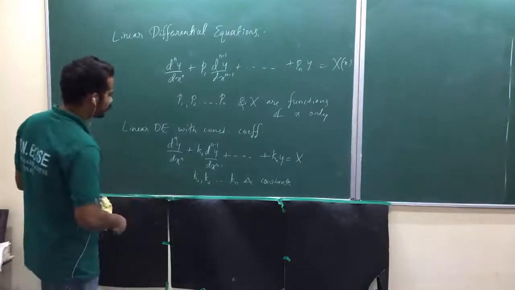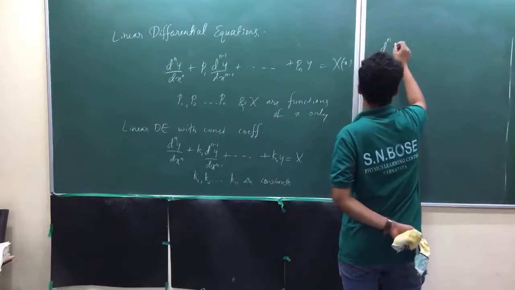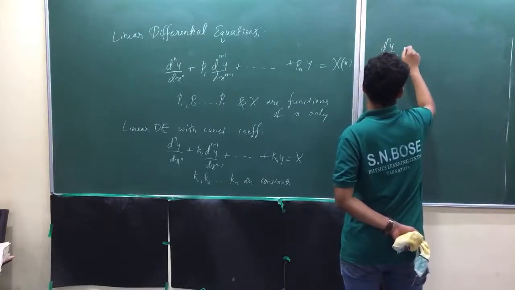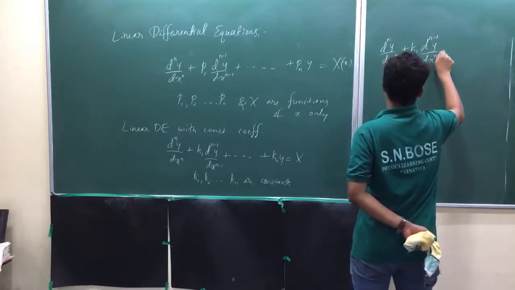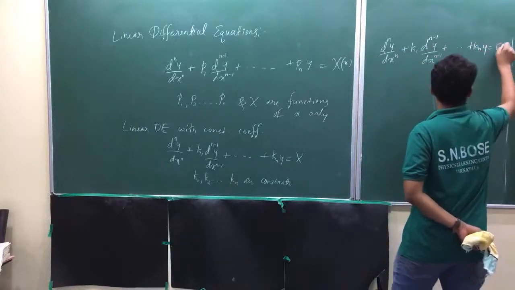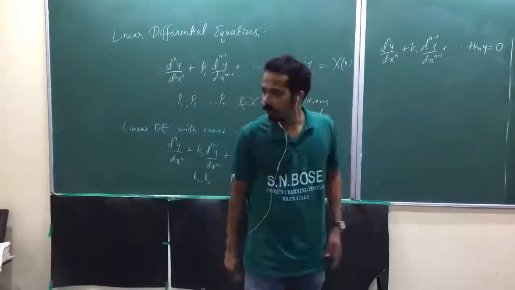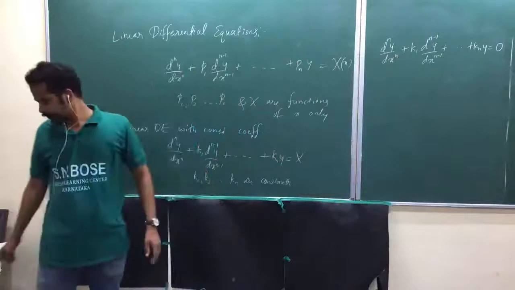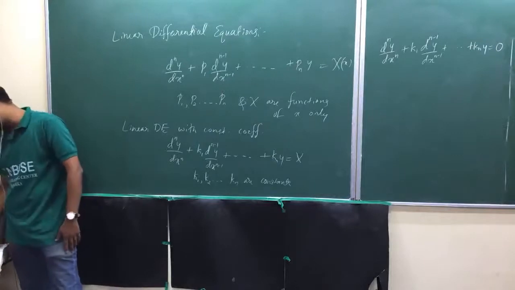Now let me first solve this part. Again, let me handle the x part later. Let me solve this type of differential equation, d^n y by dx^n plus k1 into d^(n-1) y by dx^(n-1) plus and so on, plus kn into y is equal to 0. Let me take this kind of differential equation. Later we shall handle what to do when this is some function of x. In the derivation and all, he will handle both of them together.